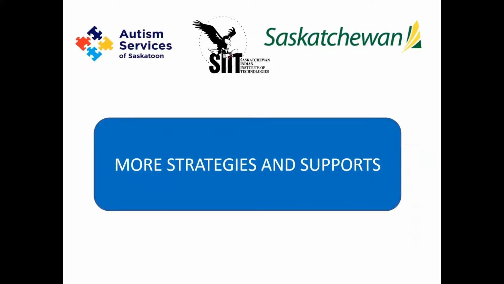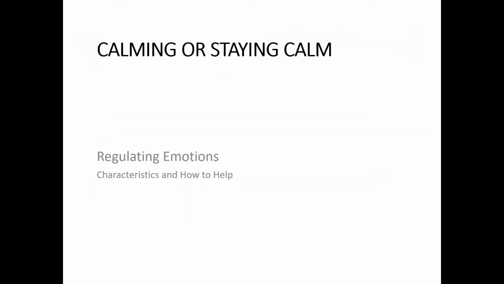So now we're going to go through some more strategies and supports that can be used when supporting and working with autistic individuals. So here are some strategies and information on supporting someone with calming down or staying calm. So often we call this emotional regulation or regulating emotions.